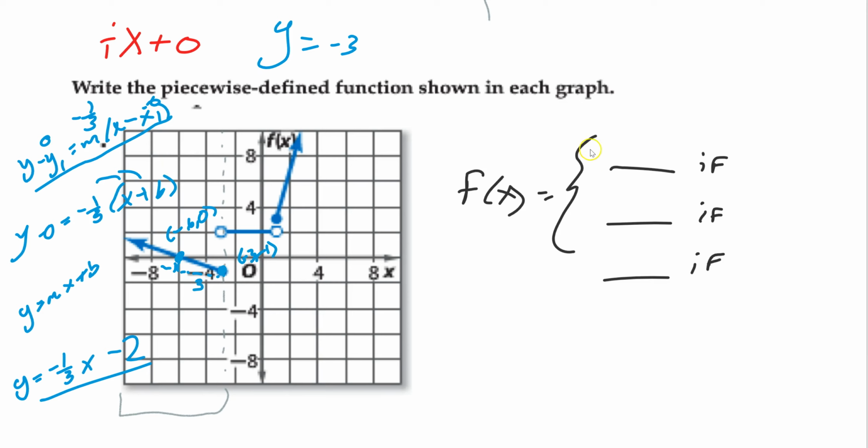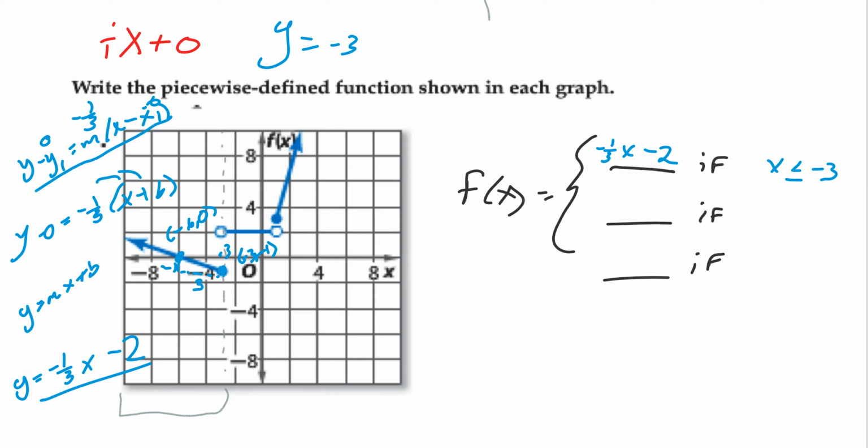So that's this part right here: -1/3 x minus 2. Now for this part, it looks like it's only less than -3. So when x is less than or equal to -3, because it's a closed circle. We're going to find the equation like we always do, and you just got to figure out when it has value. It has value when it's less than -3.